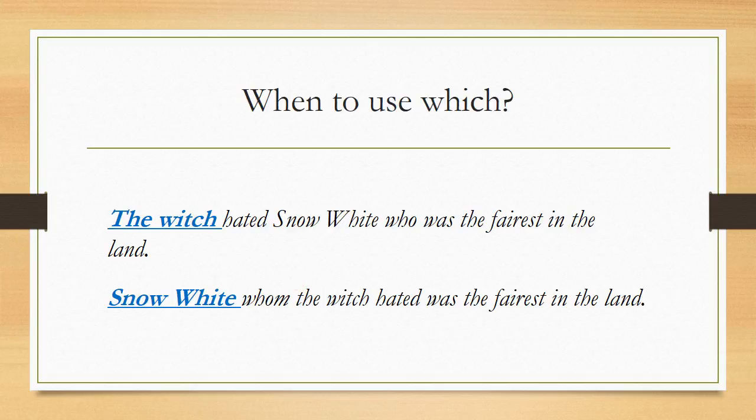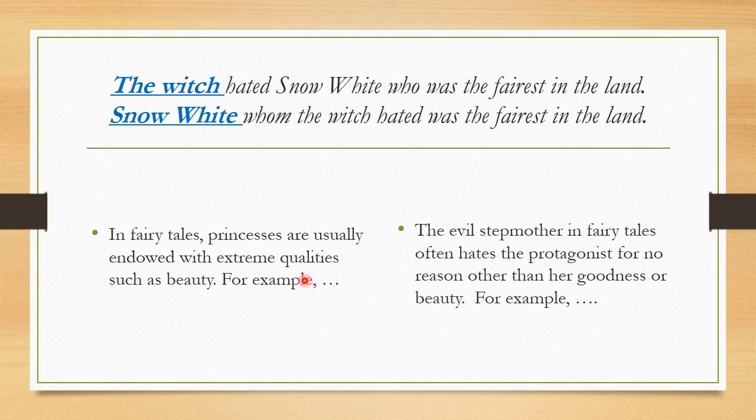Now, very nice, you've learned how to do this, but which one are you supposed to use? Look at this. Suppose you were talking about fairy tales and your topic sentence mentioned princesses are usually endowed with extreme qualities such as beauty. For example, supporting sentence, Snow White. On the other hand, if you're talking about evil mothers in fairy tales, then obviously your supporting evidence or concrete detail would have to deal with the witch.